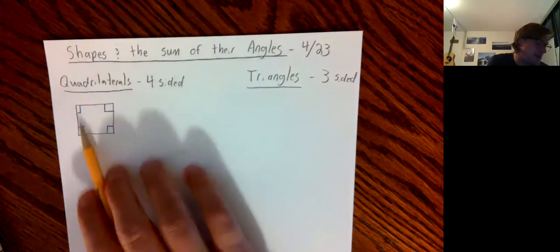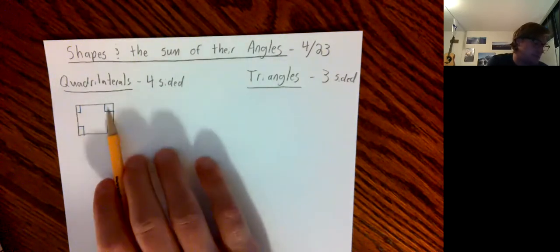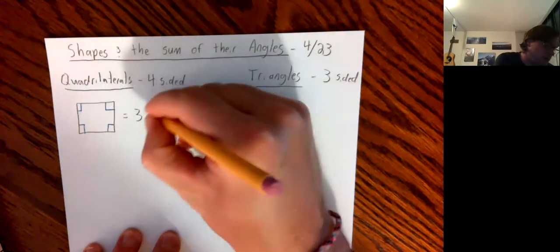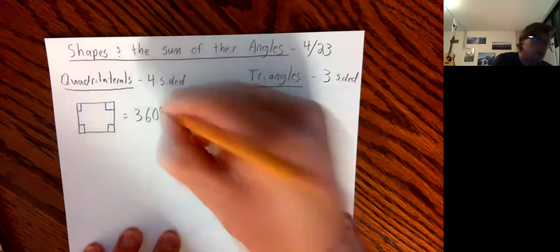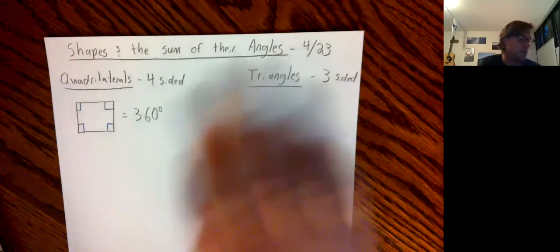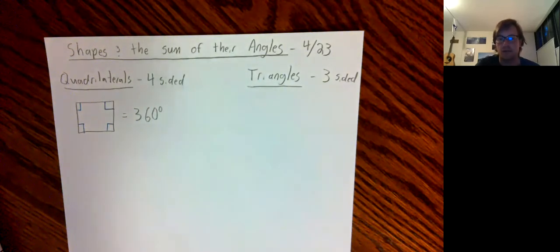If I add up all of these 90-degree angles, 90 plus 90 plus 90 plus 90, I'm going to end up with 360 degrees. So there's one of our first points right there: the sum of the angles within a quadrilateral is always 360 degrees.